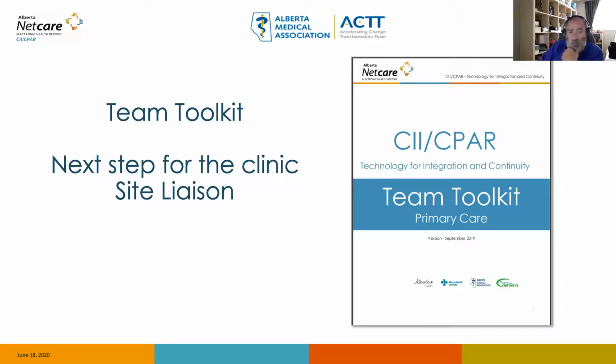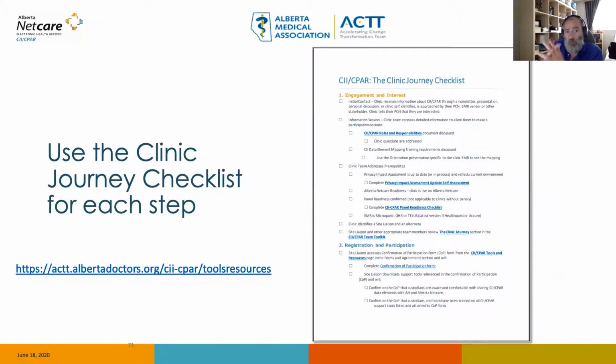And finally, the clinic journey checklist essentially takes all of the steps to move from the beginning of CI Par to fully enabled, and puts it into a checklist form so that you can literally go through and check off the boxes as each of the steps is completed. Very handy, and definitely worth working through together with site liaisons to keep track of where you are and know what's coming next.